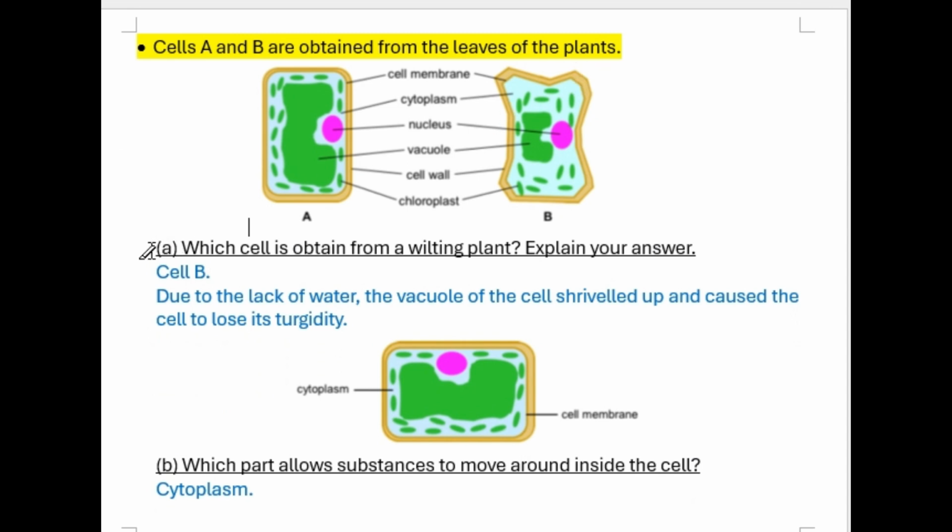Which cell is obtained from a wilting plant? Explain your answer. Cell B. Due to the lack of water, the vacuole of the cell shriveled up and caused the cell to lose its turgidity.